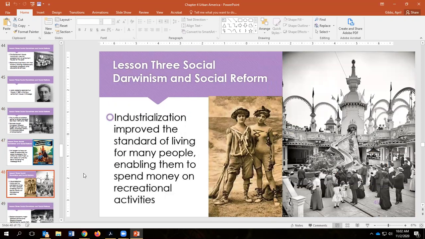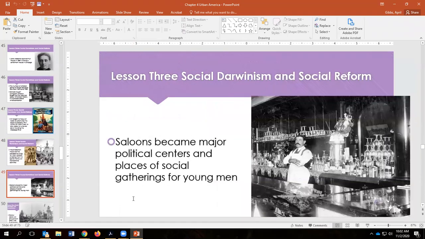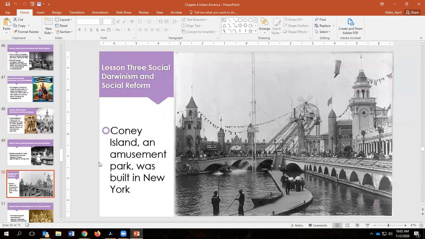Industrialization improved the standard of living for many people, enabling them to spend money on recreational activities. And so these were the swimming suits of the era. Saloons became major political centers and places of social gatherings for young men. You gotta love the handlebar mustaches. Coney Island, an amusement park, was built in New York, and it's still there. You can still go to Coney Island.